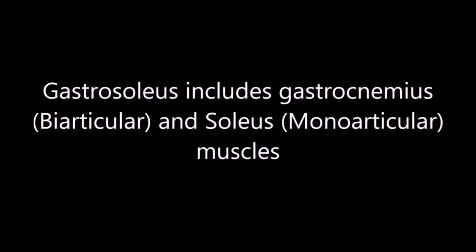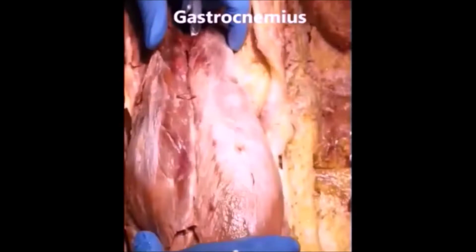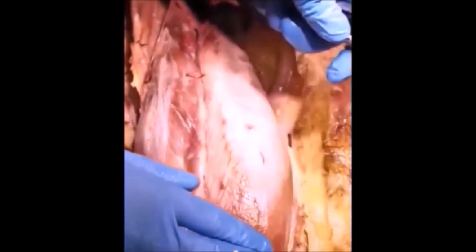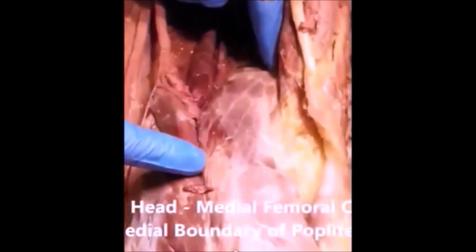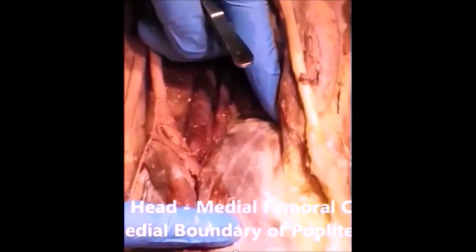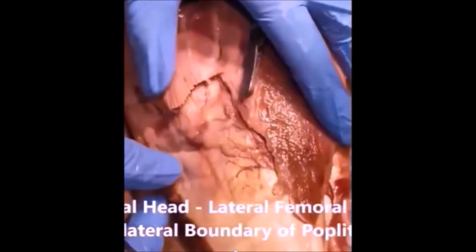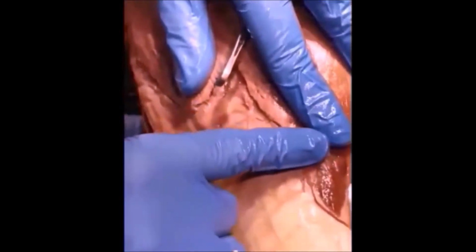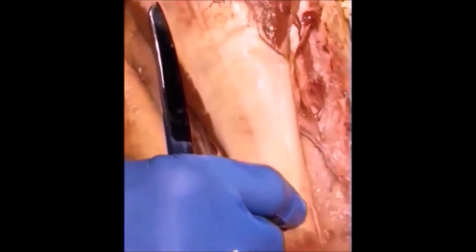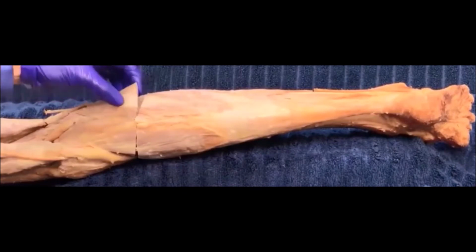Next, the calf muscles include gastrocnemius and the soleus. That's why it is called gastrosoleus. Gastrocnemius is a two-joint muscle. It crosses the knee as well as the ankle. That's the medial part of the gastrocnemius, which arises from the medial femoral condyle posterior aspect. That's the lateral gastrocnemius head, and they unite to form an aponeurosis, which extends down to form the calcaneal tendon along with the soleus muscle, which is a one-joint muscle.